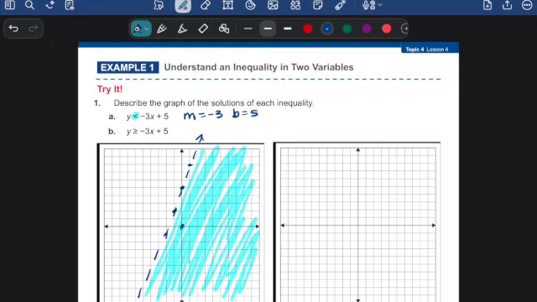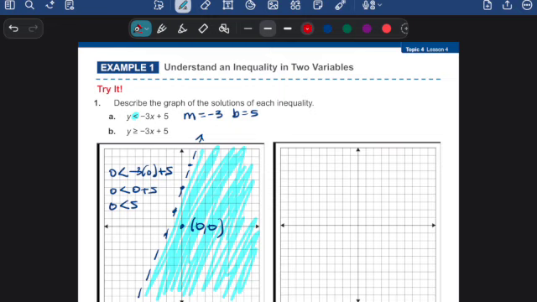Well, 0, 0 is below. Let's plug this point in and see if it is a solution. Okay, so 0 less than negative 3 times 0 plus 5. 0 is less than 0 plus 5. Yes, 0 is less than positive 5. That is a solution. So everything below the line will be a solution to that inequality.